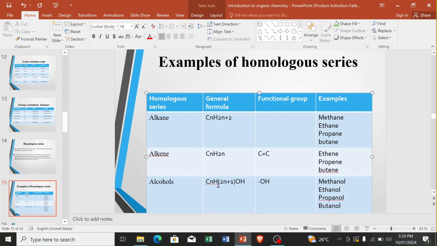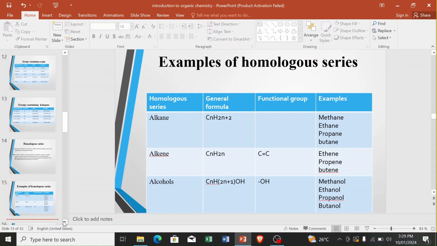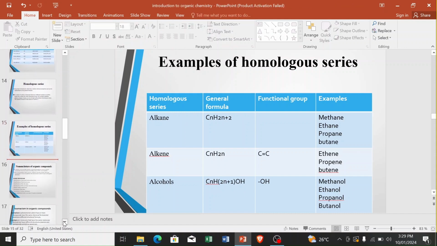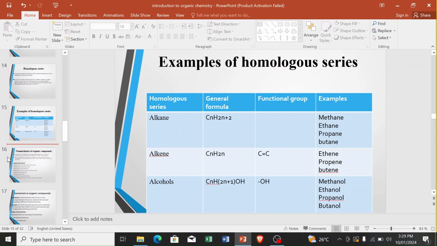Alcohols, we have this general formula for alcohols, and then we also substitute for n, and its functional group is OH. Methanol, n equals 1, ethanol, n equals 2, propanol, n equals 3. You substitute n in the formula and see its structural formula. We are going to look at the different structural and molecular formulas. That is why we are not substituting them now.